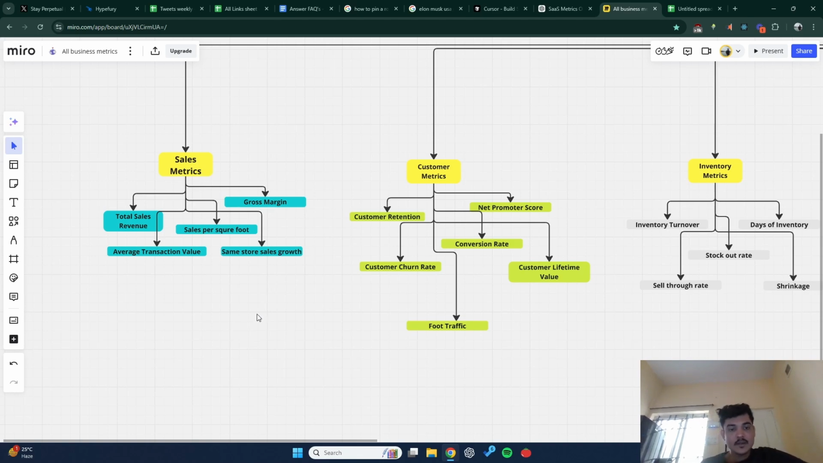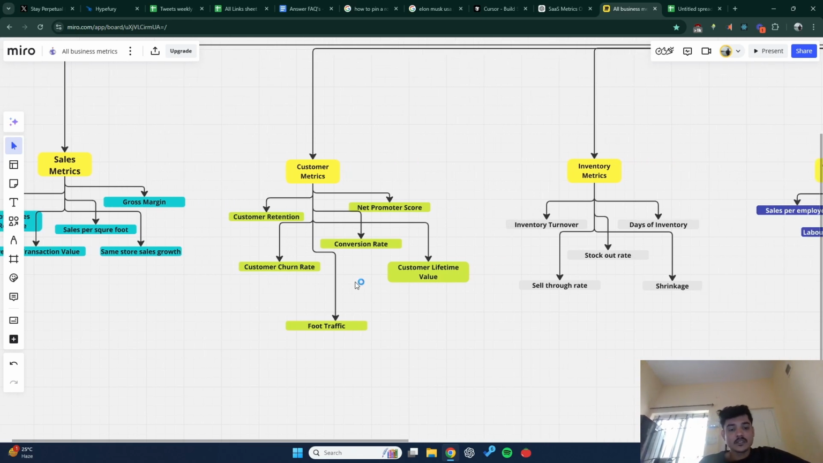Then same store sales growth. If you have multiple locations, this metric is gold. It tells you how individual stores are performing year over year. And last but not least, gross margin. I don't even have to explain what gross margin is.